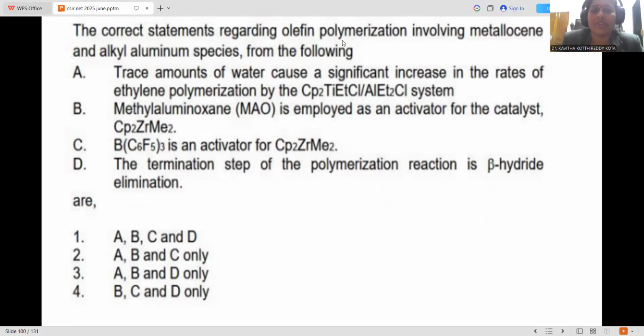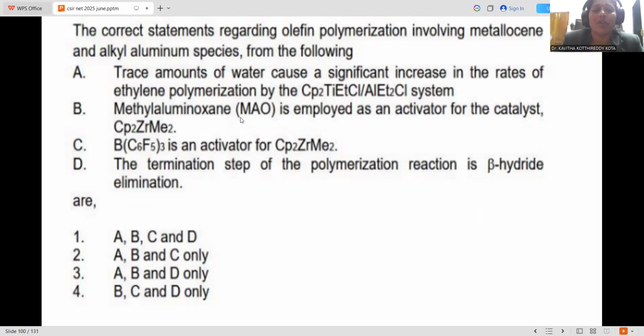The correct statements regarding the olefin polymerization involving metallocene and alkyl aluminum species from the following, right? So here we are taking alkyl aluminum species and the olefin polymerization process of metallocene. Traces amounts of water cause a significant increase in the rate of ethylene polymerization by Cp2TiEtCl. That is nothing but a complex of titanium and aluminium Et2Cl. So here, the chlorodiethyl aluminium system.